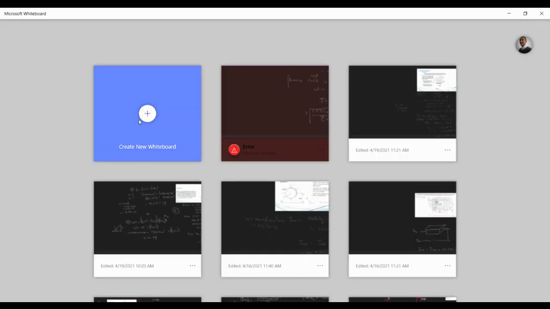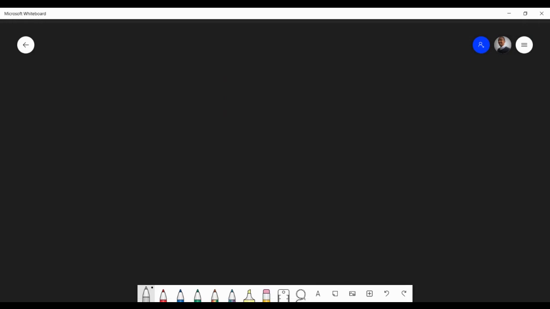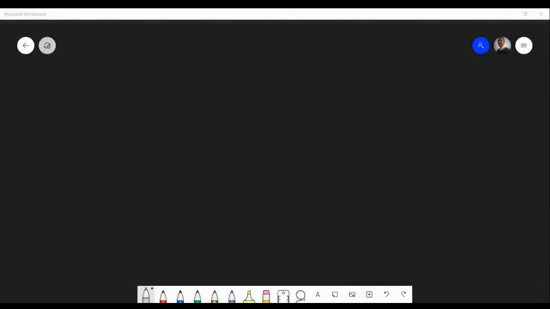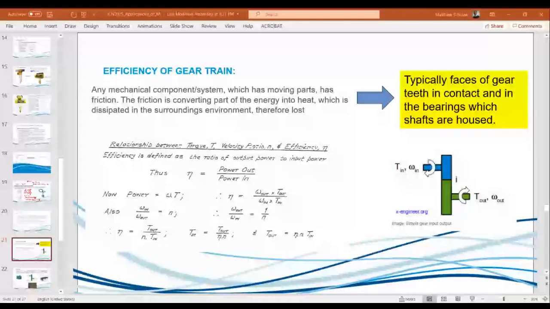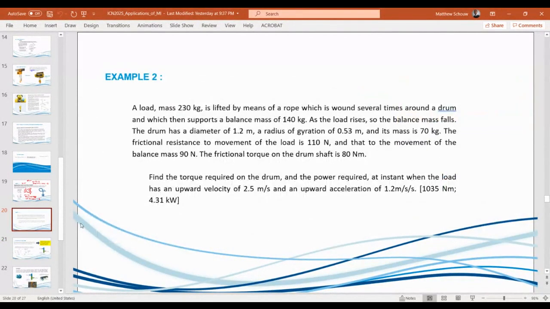Now the next one is very important, students. Let me go back to my slide first. But the next one you really have to pay attention, because it's going to introduce something not new, but okay. So that is the example here now.